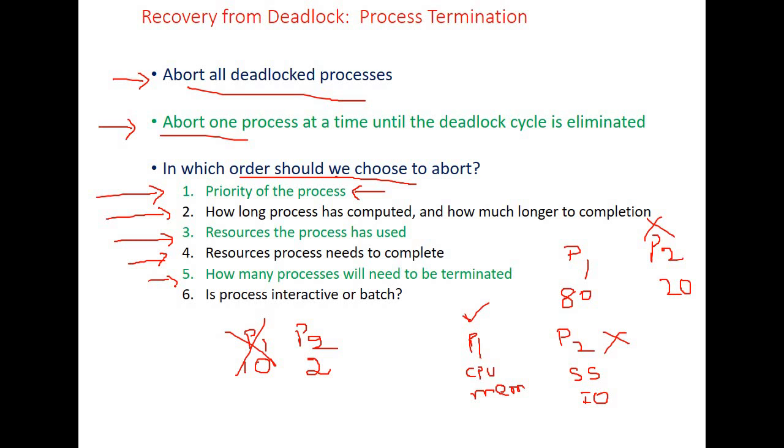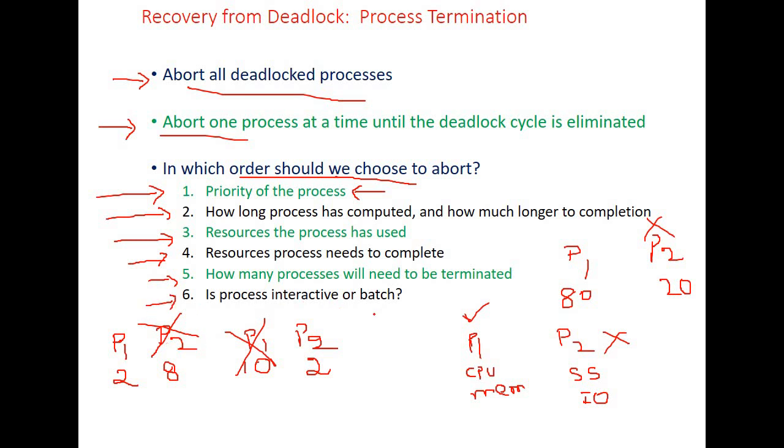How many processes will need to be terminated? For example, if you terminate process P1, assume that 2 resources will be released. If you terminate process P2, assume that it releases 8 resources. So in that case, if you terminate P2, you get more resources left available for the remaining processes to complete. So we consider how many processes need to be terminated and how many resources we will get from that termination.